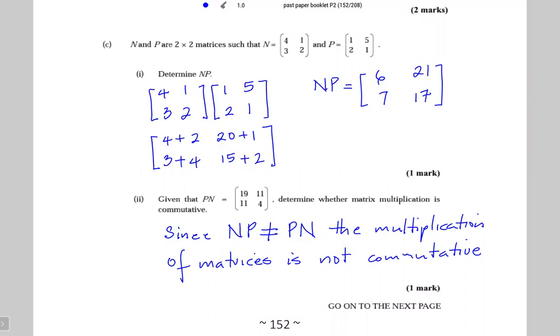For an operation to be commutative, when you apply the operation and switch around the values, and the answers are different, we say that they are not commutative. In order for them to be commutative, NP would have to be equal to PN. Since they are not equal, the multiplication of matrices is not commutative. All right, let's proceed.